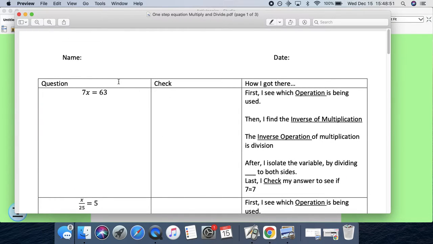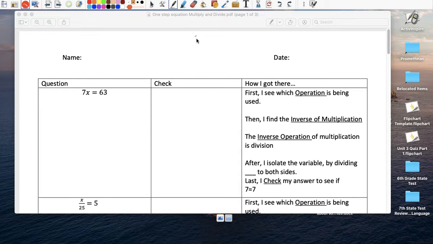So I'm going to start with what we did today. And what we did today was this. So 7x equals 63. You can make a story right here. My variable is x. It's being multiplied by 7, and that gives me 63.